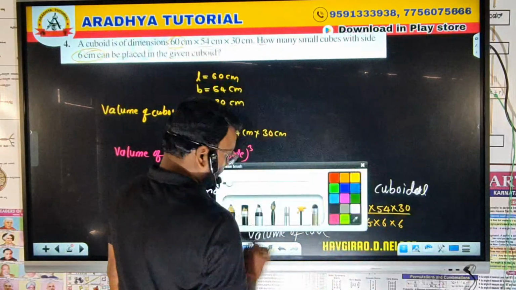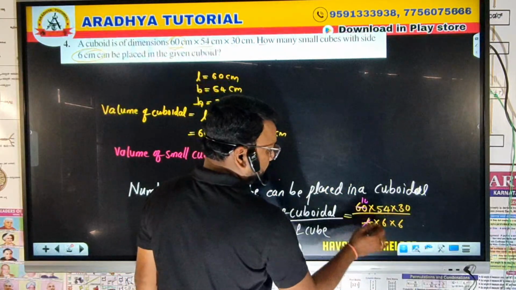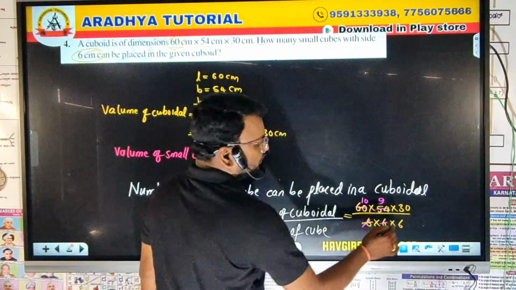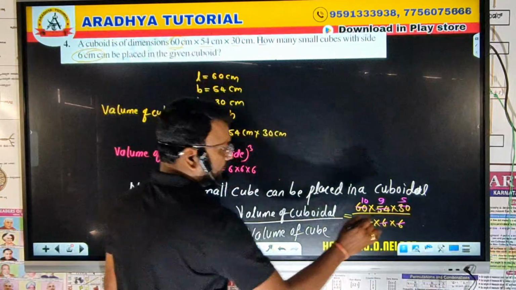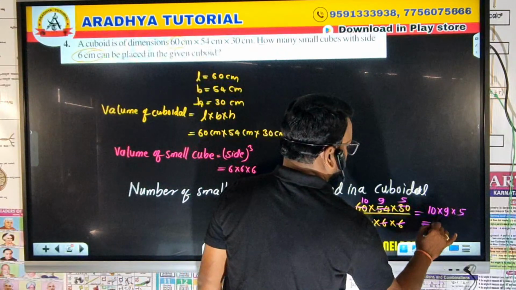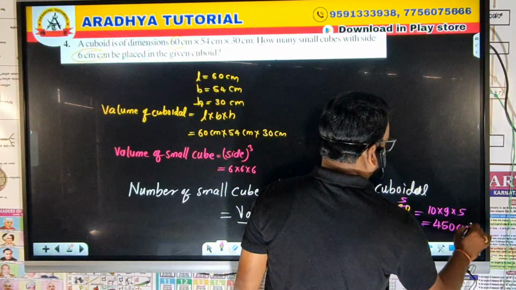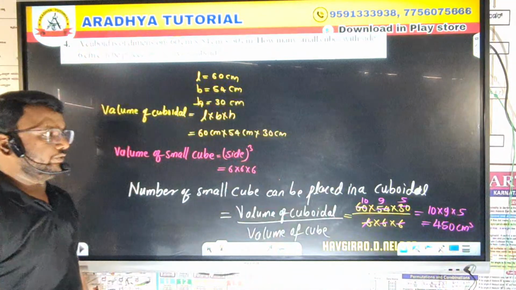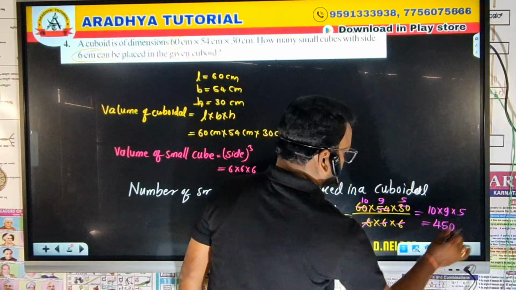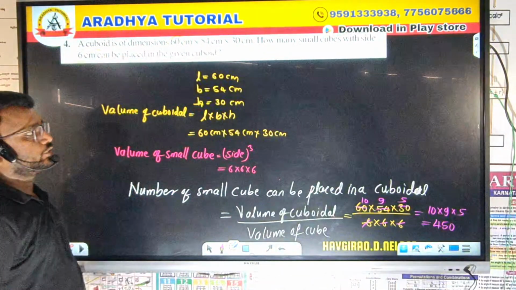6 ones are 6, 6 tens are 60, 6 nines are 54, 6 fives are 30. If you multiply all these terms, 10 into 9 into 5, that is 450 centimeter cube. The number is 450, that's why right here only 450. 450 small cubes can be fitted in the larger cuboid.